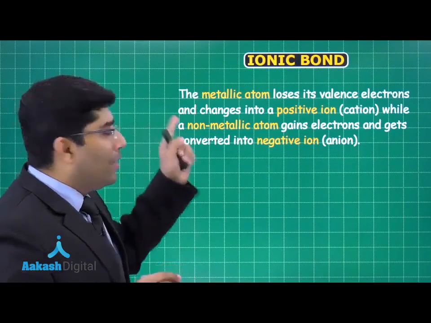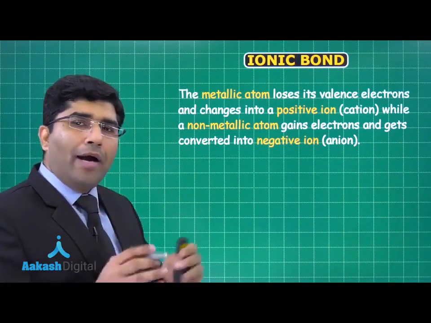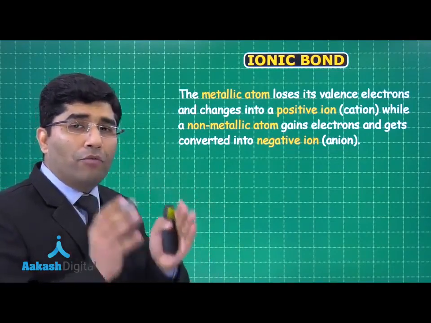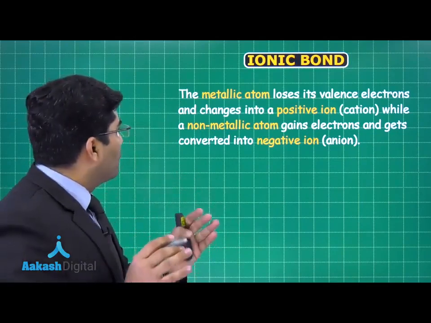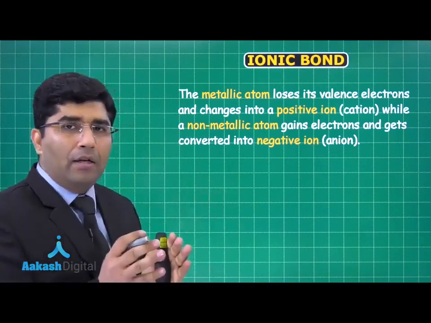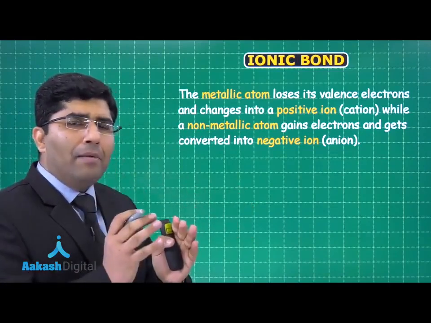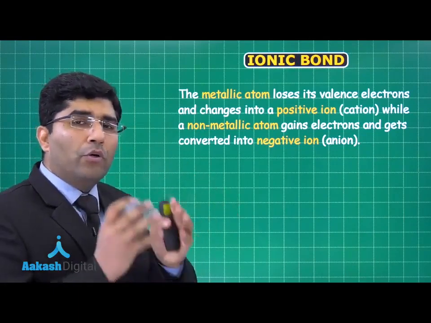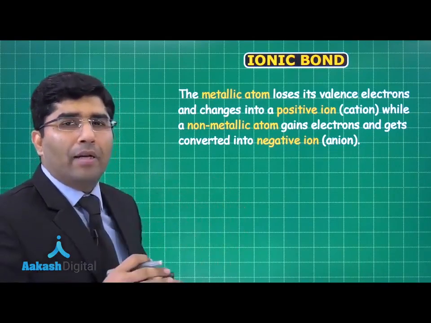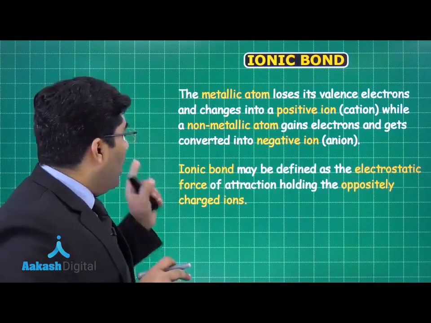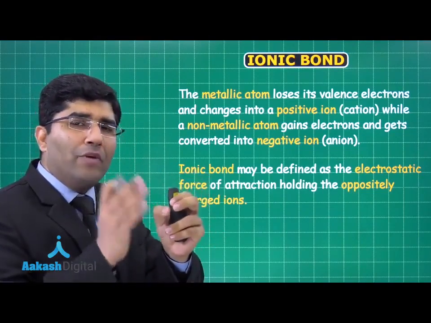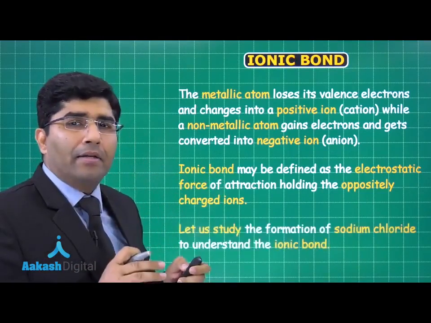Now let's start with the ionic bond. How an ionic bond forms, what is an ionic bond, what are the energies involved in the formation of an ionic bond. First of all, the atom which loses the electron is called a metal. Everybody knows this. And the element which gains the electron to become a negatively charged ion, that is an anion, is a non-metal, right? So an ionic bond can also be defined as the electrostatic force between that cation and anion.